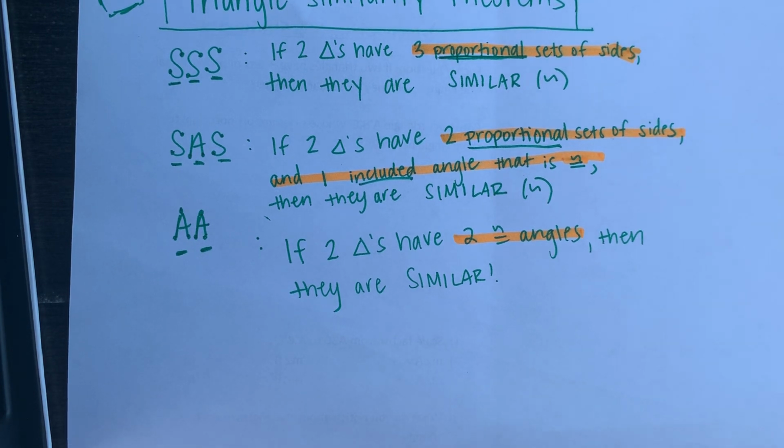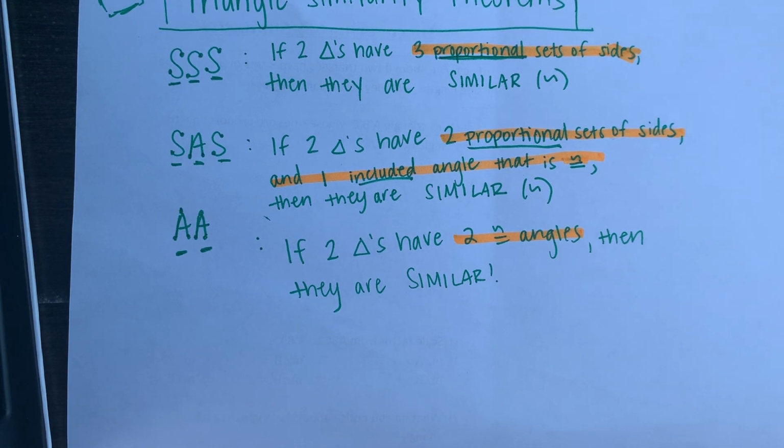And then AA. AA says that if 2 triangles have 2 congruent angles, then they're similar, period. So instead of doing ASA and AAS, it's nice because in our similarity unit, we just have to have 2 sets of angles and that's it. They will be similar triangles.